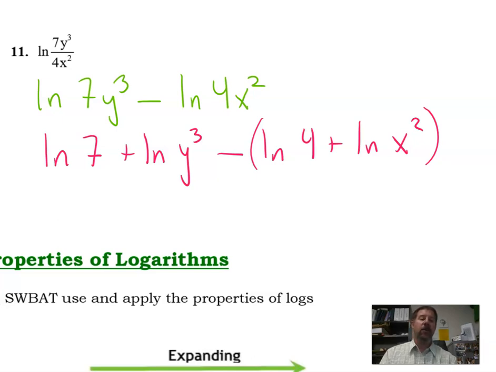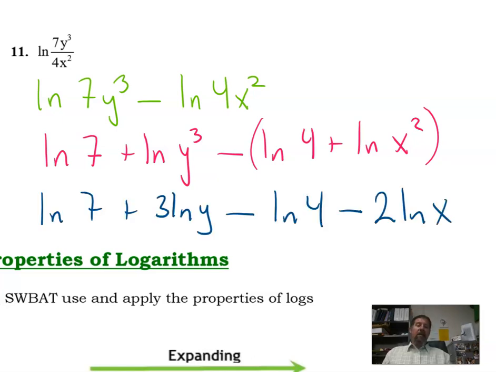And then now lastly, we can use our power property and bring the powers to the front. And when you do that again, maybe you distribute the negative on that set of parentheses, or maybe you don't. You don't have to. You could leave it inside parentheses, but your final answer should look something like this.